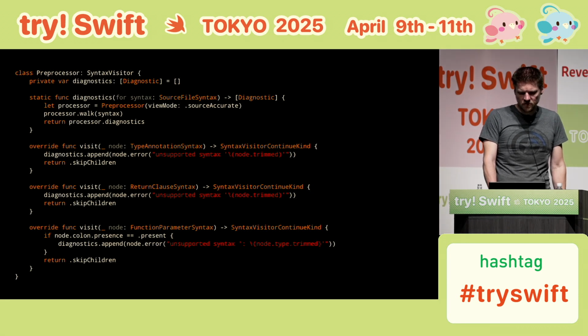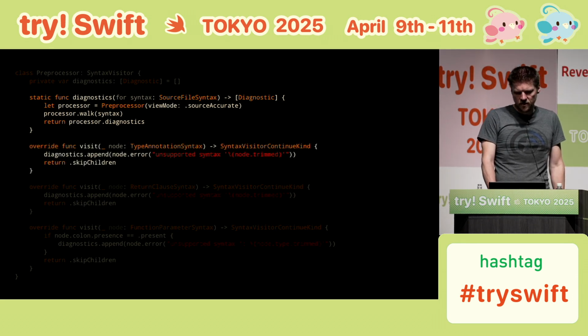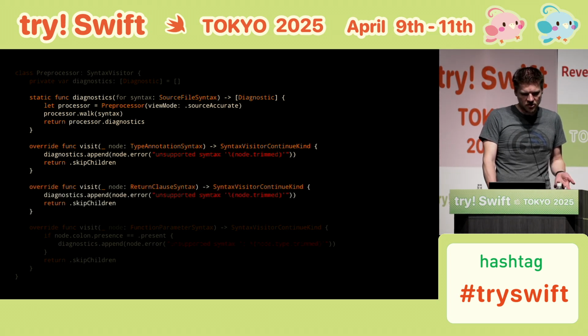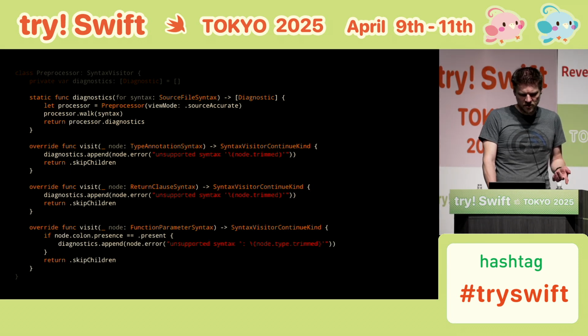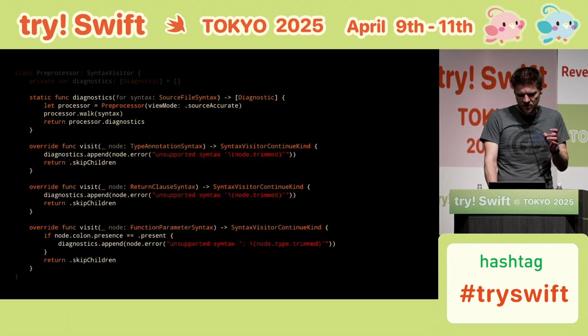This preprocessor follows exactly the same pattern as parser diagnostics generator. So it has a diagnostics for function that creates an instance and invokes the walk method to generate the diagnostics. And then we've got visit functions for variable type annotations, function return types, and function parameters. And the parameters case is a little more complex because the type signature in a function parameter is not actually a syntax node in its own right. The type is part of the parameter node.